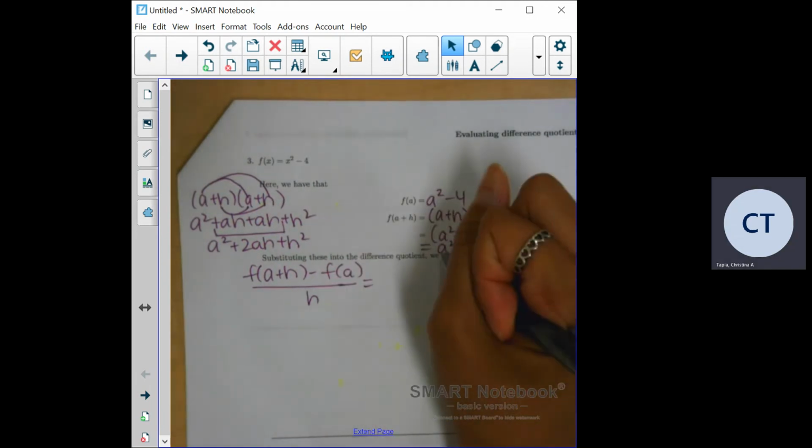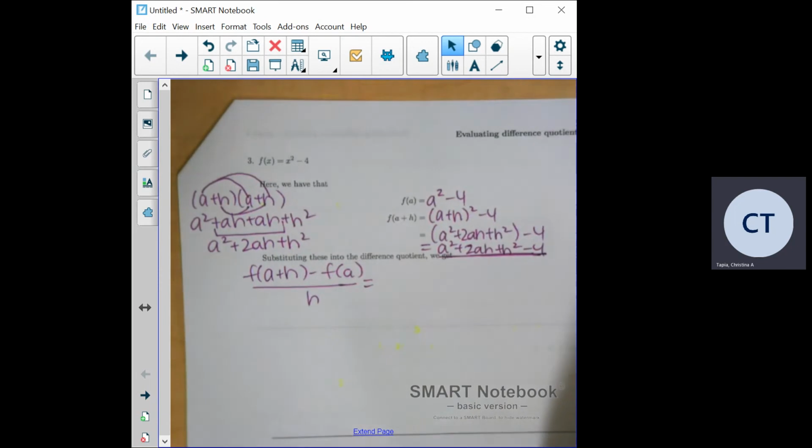Now we're going to substitute it into our difference quotient. This for a plus h, this for a. Get a head start. Do it before I do. Start plugging your stuff in and see how it's going to cancel.